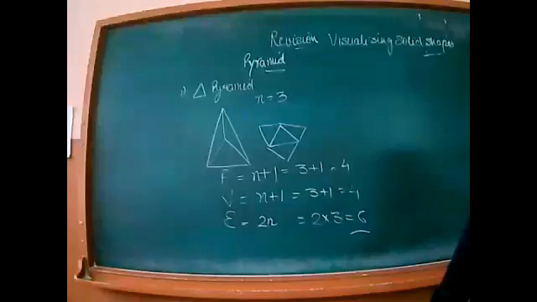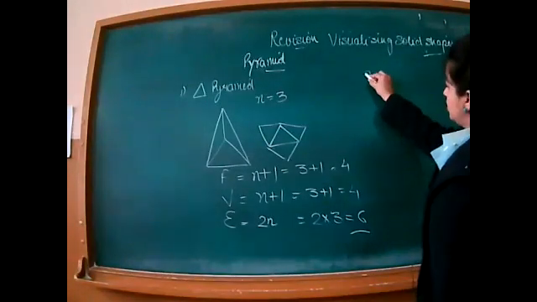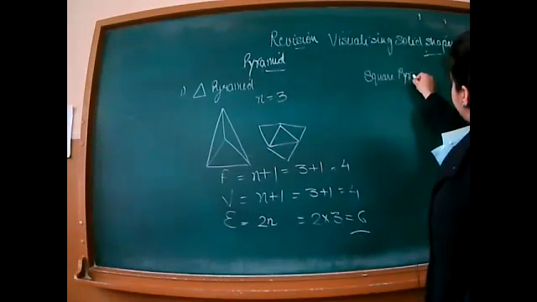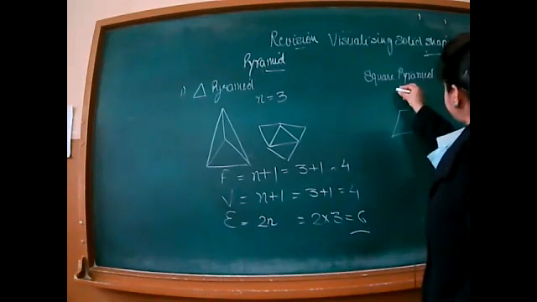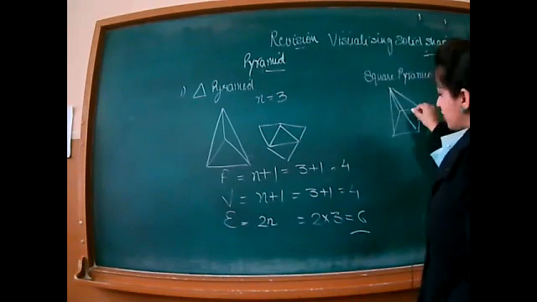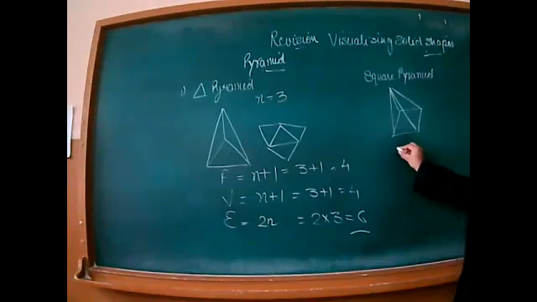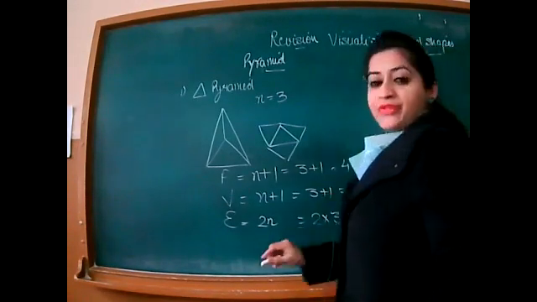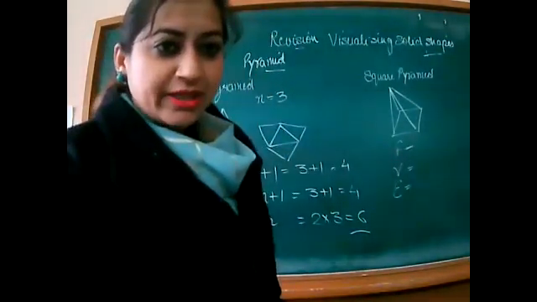Now everyone draw a square pyramid. You will draw a square. You will take one vertex here. You will join all the vertices. This will be your square pyramid. And you will use the same formula to find the vertices, edges, and faces. Hurry up. Draw this first and find it.